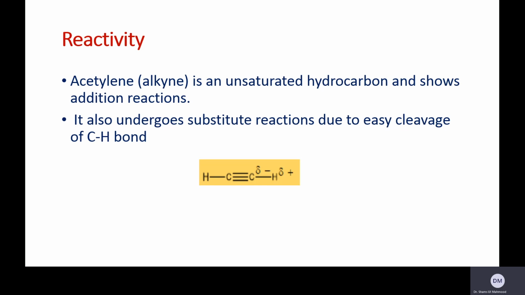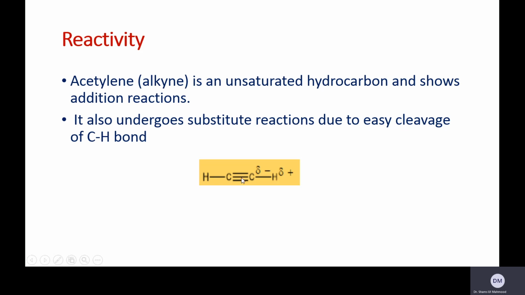Before going to the reactions, we discussed reactivity, and we said that these alkynes are unsaturated. They have the triple bond. It means they are unsaturated, so addition can take place. So most of their reactions are addition reactions.